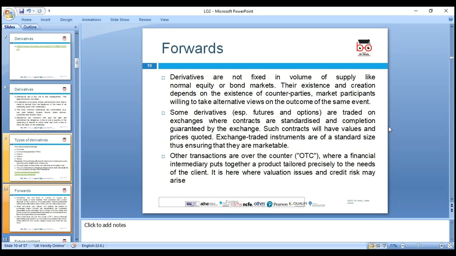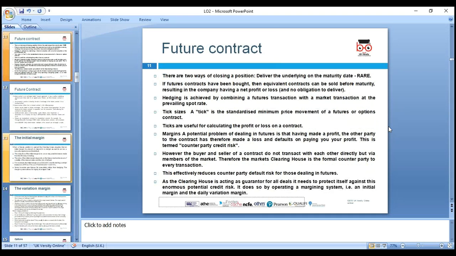So derivatives are not fixed, and of course with futures and forward contracts we can fix our currency exchange rate for the future, where we can use hedging, and the price won't change. Other transactions are over the counter, where financial intermediaries put together a product that precisely meets the needs of clients, where valuation is an issue and credit risk may arise. So thus we can look at forward contracts.